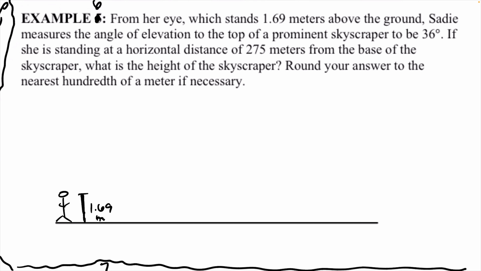Sadie measures the angle of elevation. What is angle of elevation? It means when you're looking up. When you look up for something, you're creating an angle of elevation. So if I look straight across, I'm looking at this sign here. But then if I look up to where the ceiling meets the wall, that opening there, that is the angle of elevation, okay?